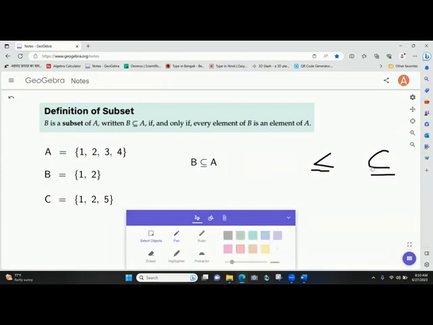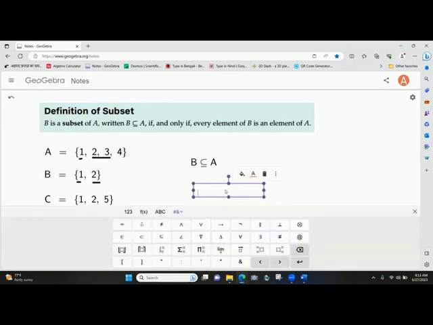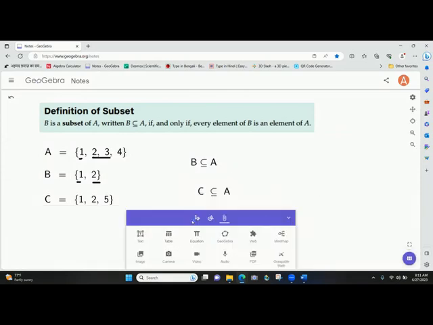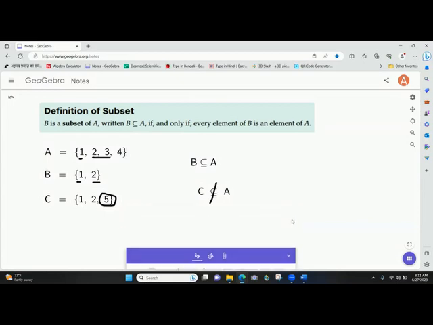All right, so B is a subset of A if every element of B is in A. So let's check. B is a subset of A because 1 is in A, 2 is in A. And C is not a subset of A. Let's write it down. When I say not, I have to put a little slash like that. C is not a subset of A because 5 is not an element of A. So that's how we define subset.